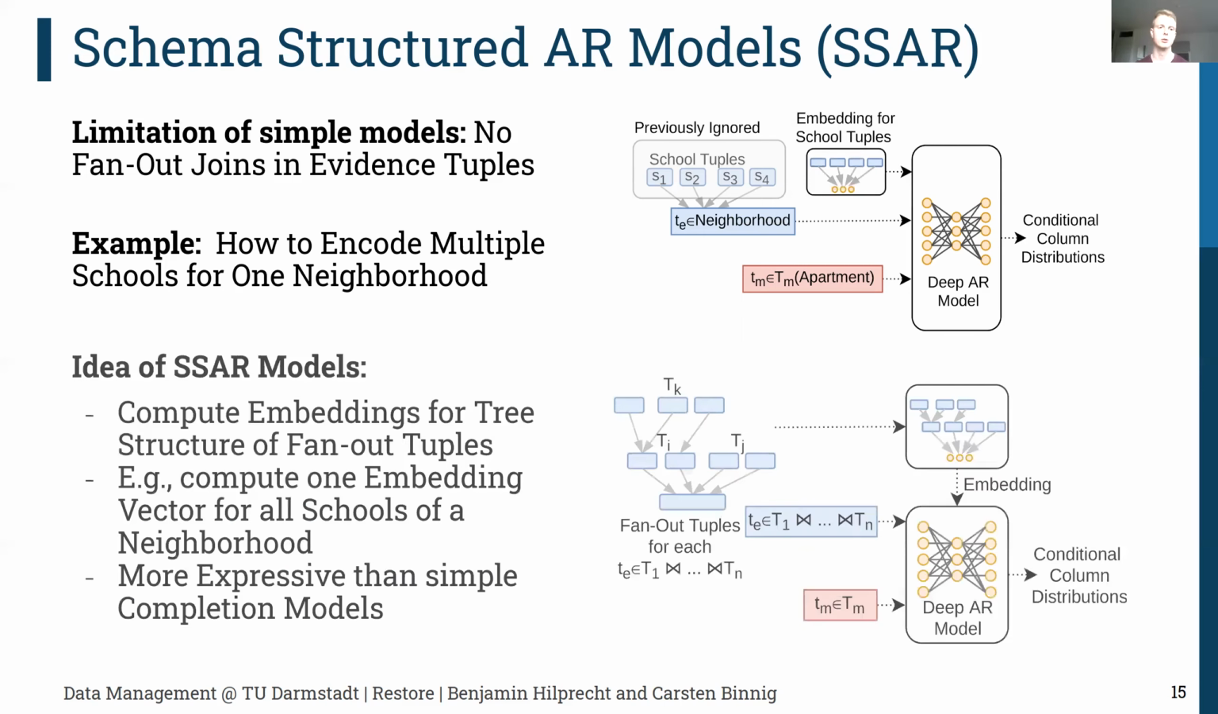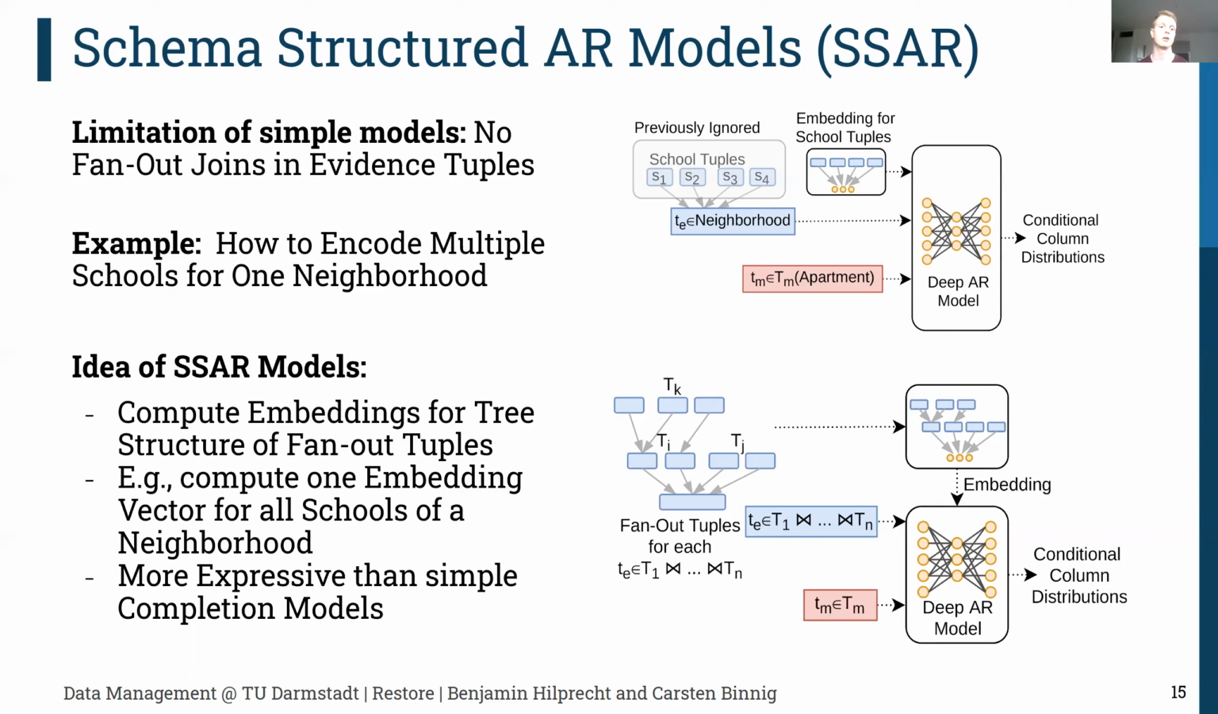And now what we do here is we compute embeddings for the tree structure of fan-out tuples. So let's first consider the first figure. What we could do is compute an embedding for all the school tuples we have seen and feed this into the autoregressive model to synthesize more realistic apartments. And in general, if we do an acyclic walk on the schema, we obtain a tree structure of fan-out tuples. In the paper, we show this. We use this tree structure to compute an embedding, and we just feed this as additional evidence into the schema-structured autoregressive model. And this allows us to also consider all the school tuples as evidence.